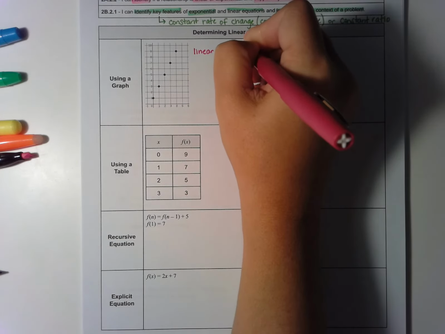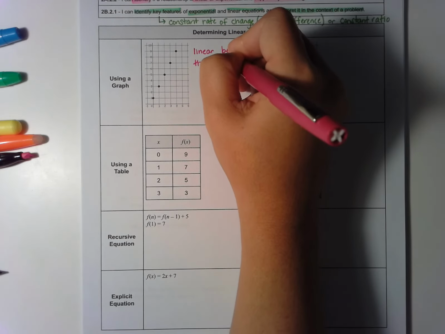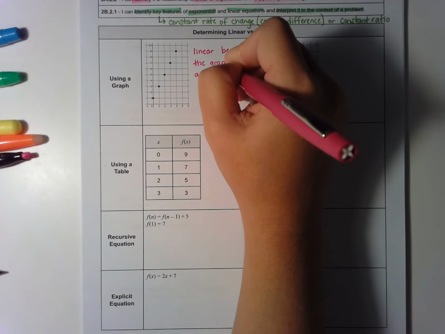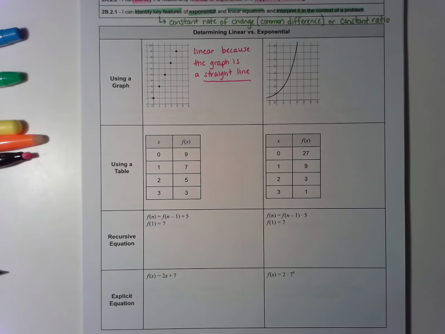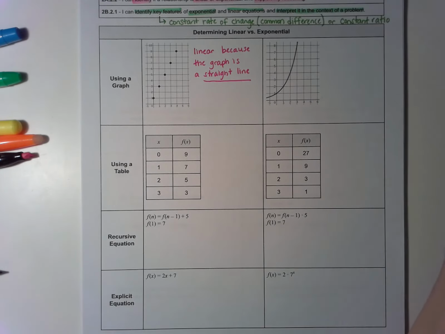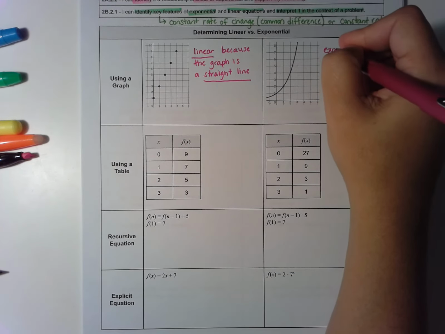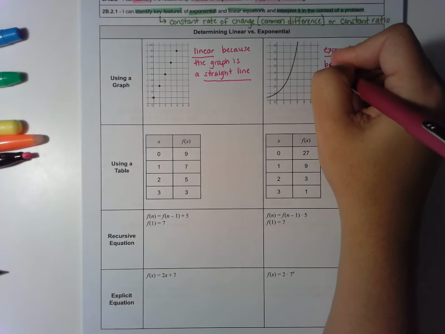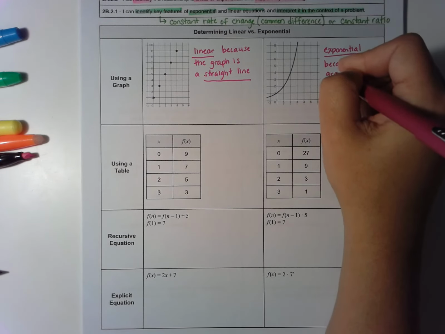because the graph is a straight line. Now let's say we saw a graph that was a curve instead. So in this case, this would be a continuous function that is curved. We would say then that this function is exponential because the graph is curved.